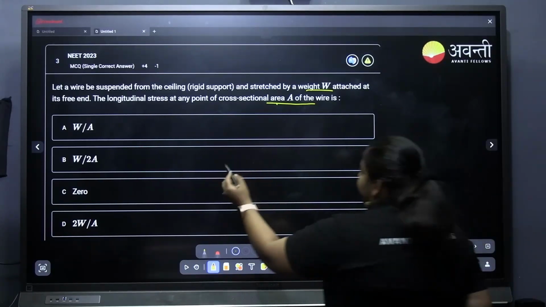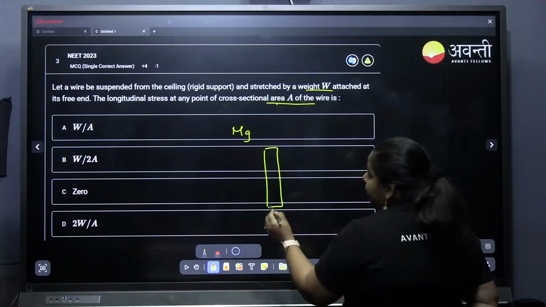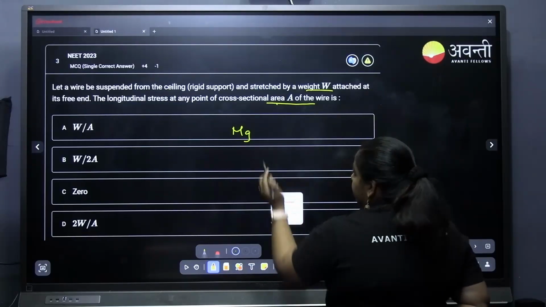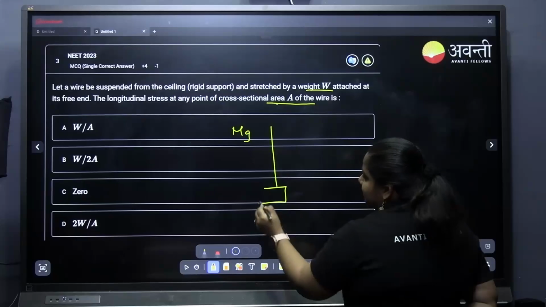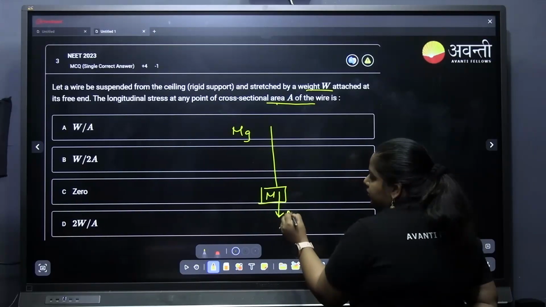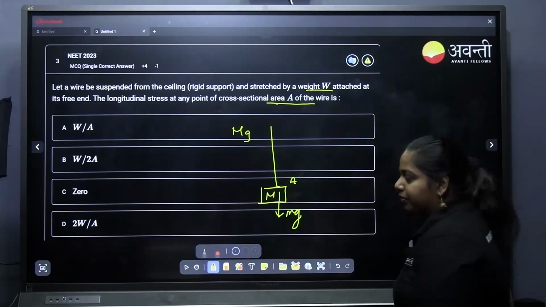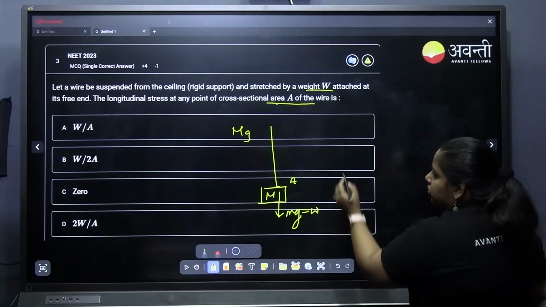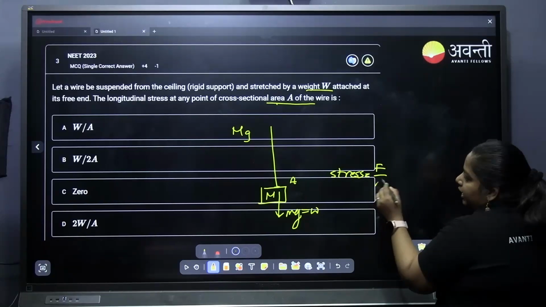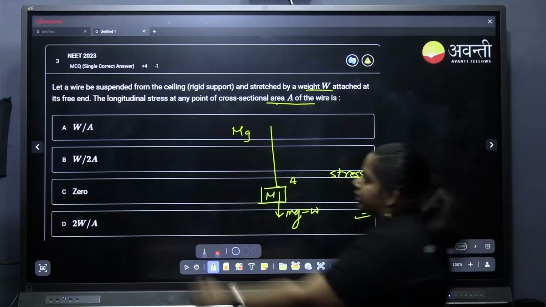Okay, weight is mg force. A wire is suspended, and mass m is hanging, so mg force is acting. Area of cross section is given as A. Mg equal to weight. So stress is nothing but what? Force by area, that is W by A. So option A is the answer.